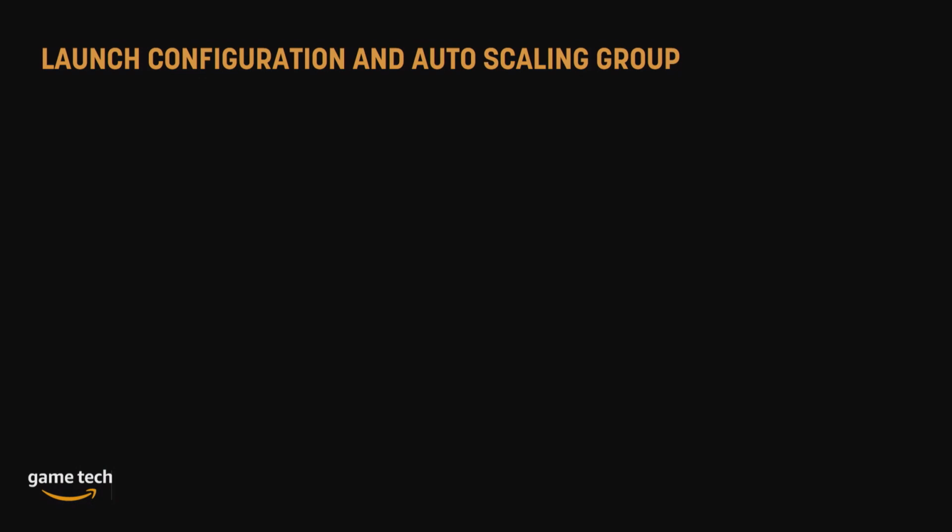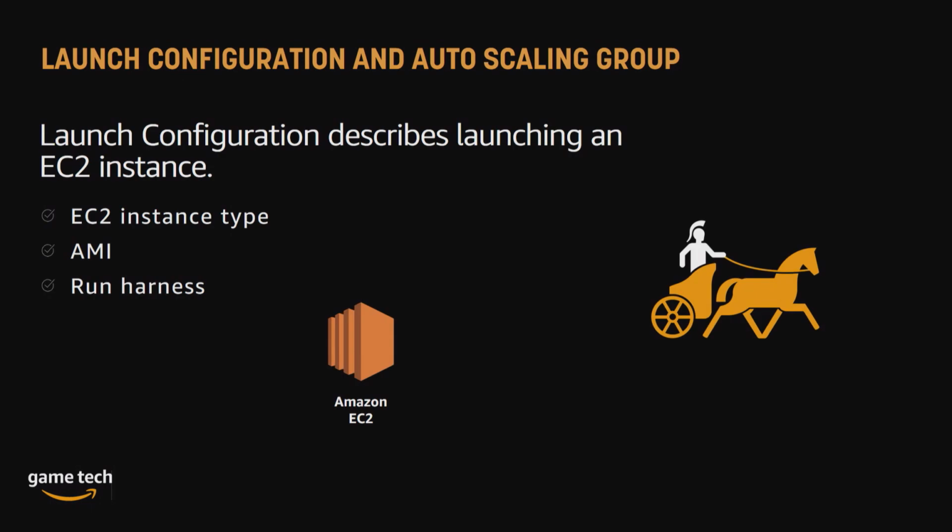The last piece is our launch configuration and auto scaling group. Like I said before, this brings together my harness and my AMI. In this case, our launch configuration specifies the kind of EC2 instance type we want. We want something that is really good with computing. It specifies the AMI we want, the one that has World Machine and Geoglyph on it, and we want it to start running the harness, the thing that orchestrates that divide and conquer.